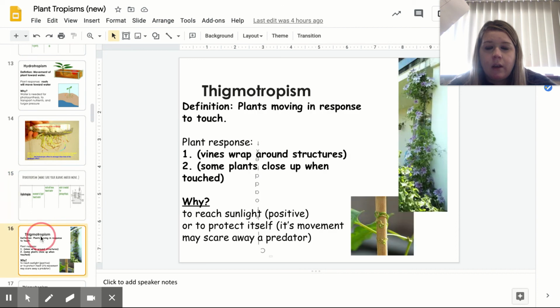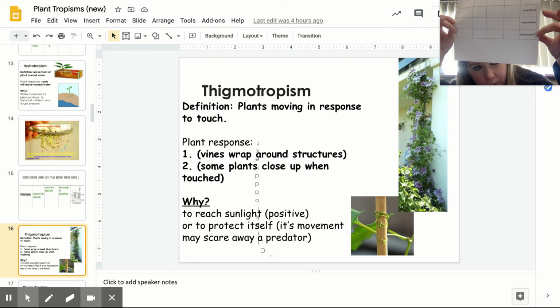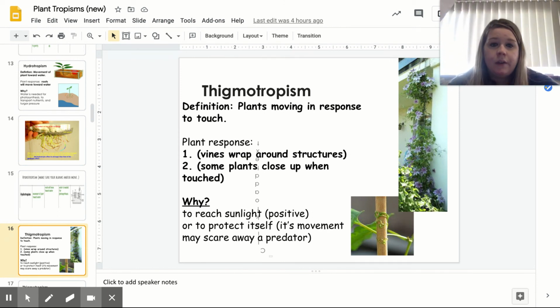Now, here is thigmotropism. Okay, so this is our last one right here. The definition is plants moving in response to touch. The plant response is vines wrap around structures, or some plants will close up when they're touched. Why does this happen? To reach the sunlight, okay? Because remember, radiant energy from the sunlight is necessary to initiate the process of photosynthesis. Or to protect itself, to scare away a predator, okay?